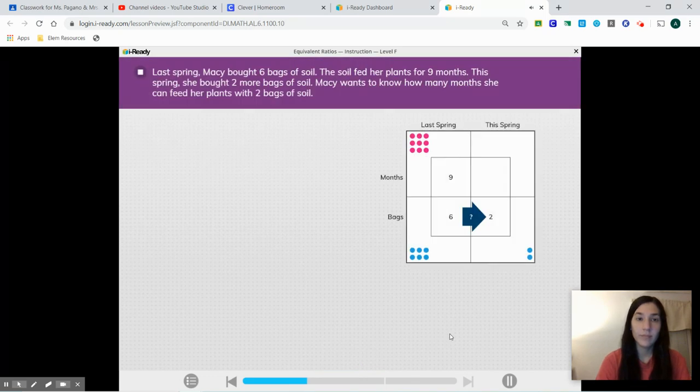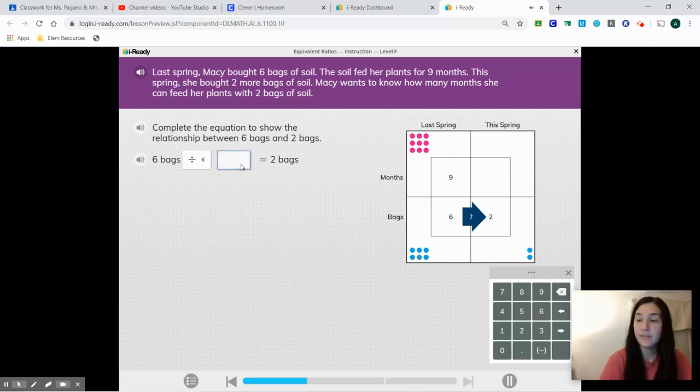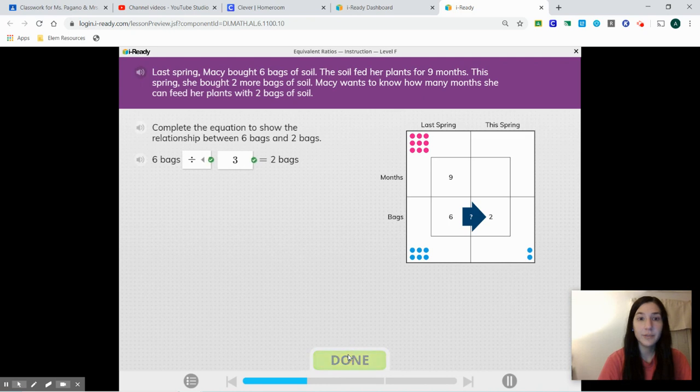Last spring, Macy bought 6 bags of soil. The soil fed her plants for 9 months. This spring, she bought 2 more bags of soil. Macy wants to know how many months she can feed her plants with 2 bags of soil. Complete the equation to show the relationship between 6 bags and 2 bags. So we're going from 6 over to 2. We know that that's going to be a division problem, and we're doing 6 divided by 3 to get 2.